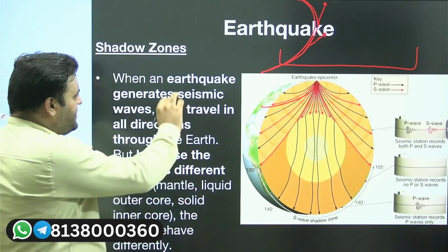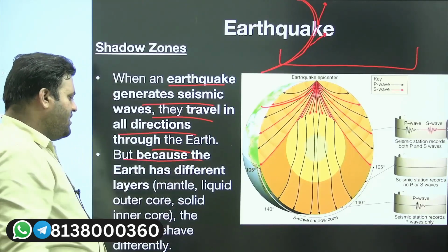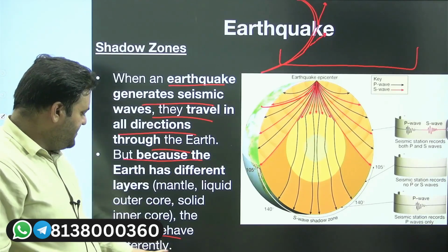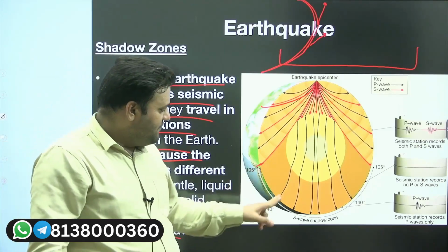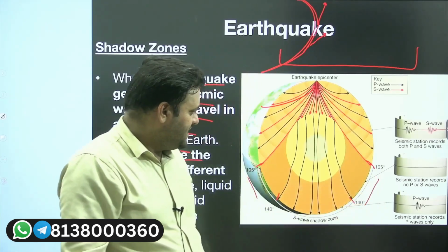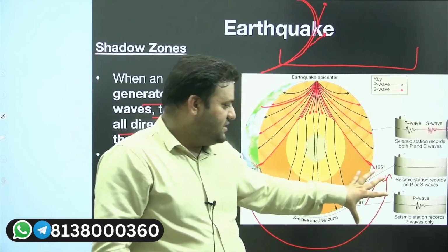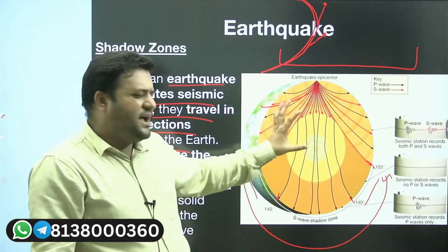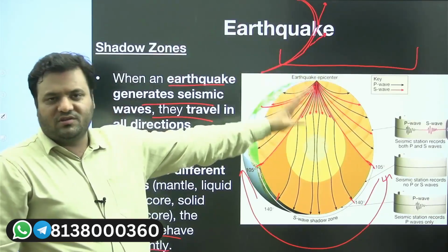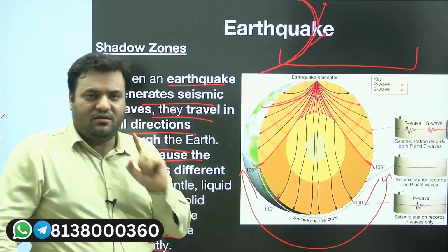So when the earthquake generates seismic waves, they travel in all directions throughout the Earth. But I hope you remember, because of this differentiation, these waves behave differently. We have 105, 140, we have the zone, we have 105 and 140. And yes, from 105 to 140, we have what? S waves, where the S waves. Here, I hope you have already discussed this. Not going into it. If you want to see, go and watch the interior of Earth session.